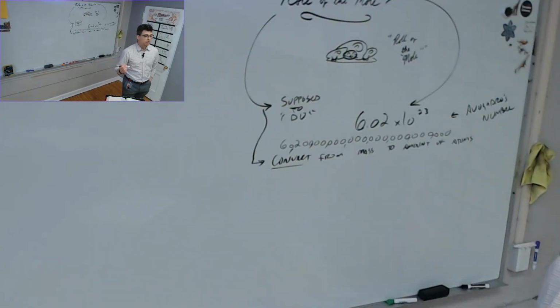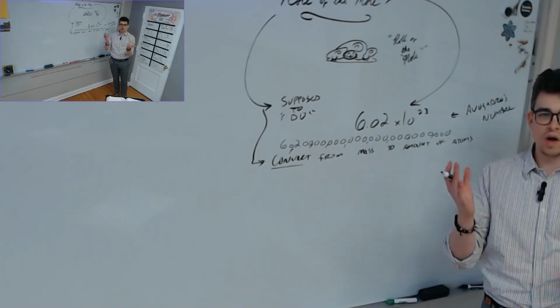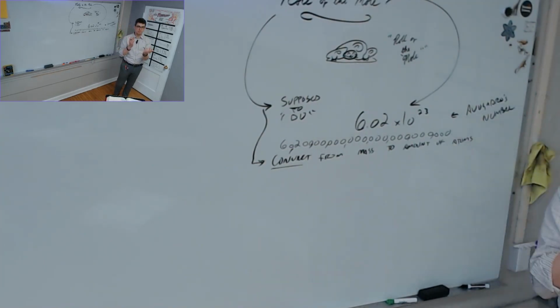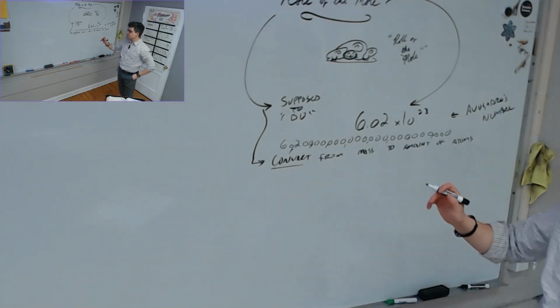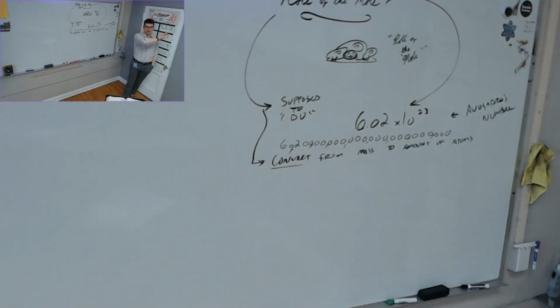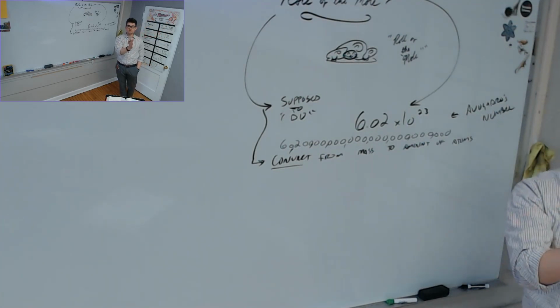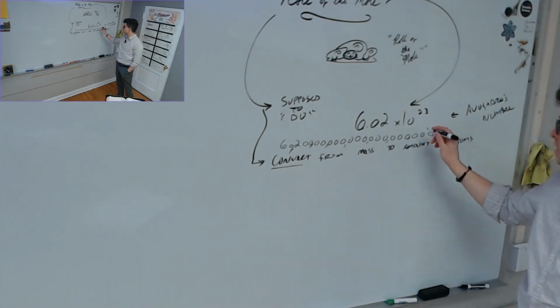Could you have 12 atoms of calcium? Yes, there could exist 12 atoms of calcium, but would that have any kind of macroscopic meaning at all? No. The point is that that many calcium atoms, or any other atom, or any molecule, would be way too small of a thing for us to work with. And so we work in terms of this number.